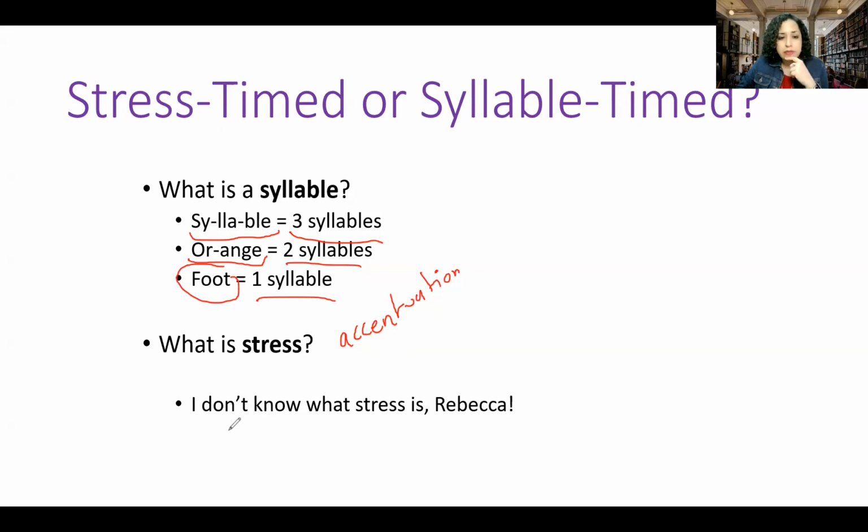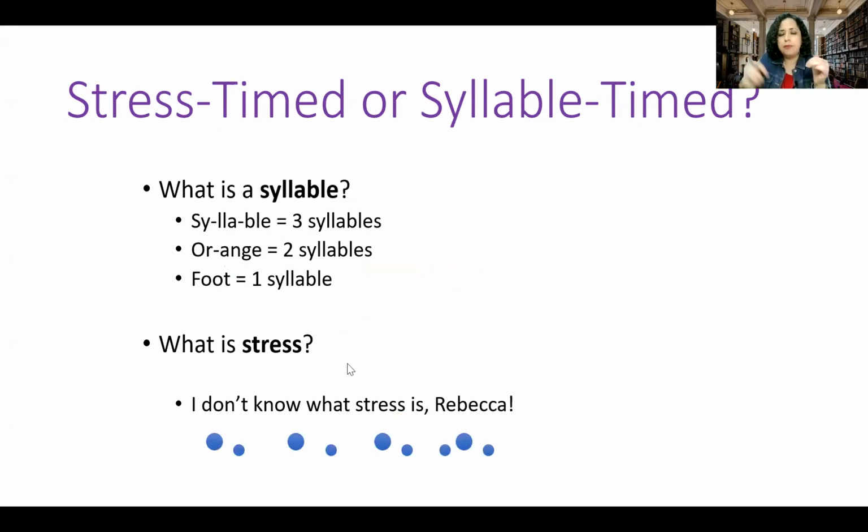I have an example here. For example, "I don't know what stress is, Rebecca." So how do I know where to stress? Take a look at this sentence. "I don't know what stress is, Rebecca." Did you see? We have stress in some words and we have stress in a syllable.